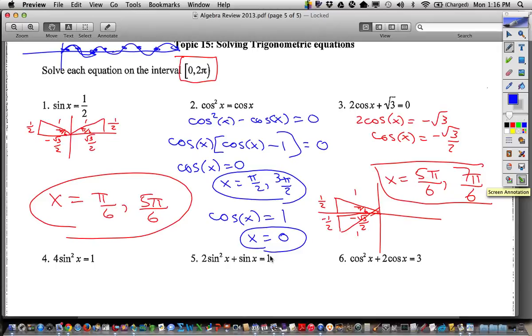Now, one last comment, and then I'm going to let you go. You go ahead. Because at pi, it's negative. Yeah, pi would be negative. Okay? Now, one last comment.